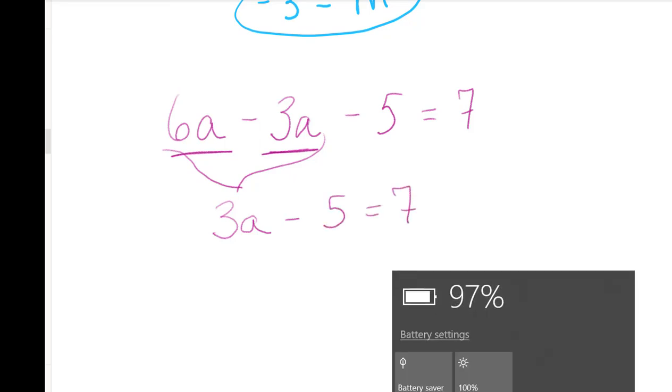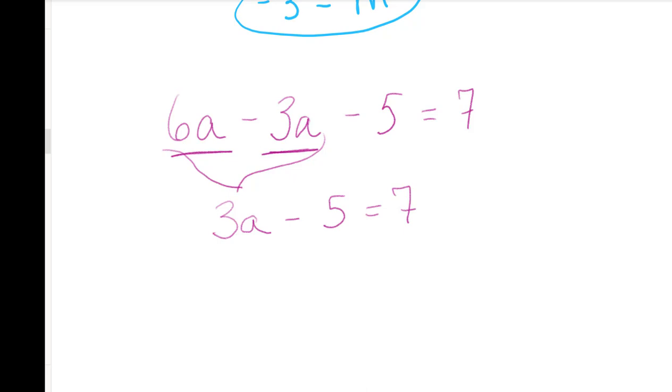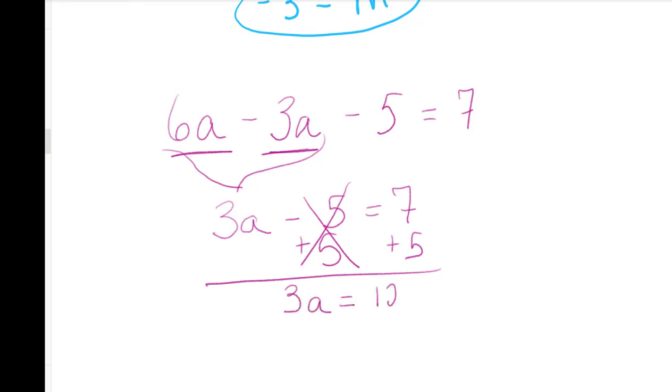The opposite of minus is plus, so I'm going to do plus 5. So I have 3a equals 7 plus 5, which is 12. Now this is multiply, so we do the opposite, which is divide by 3. 12 divided by 3 is 4.